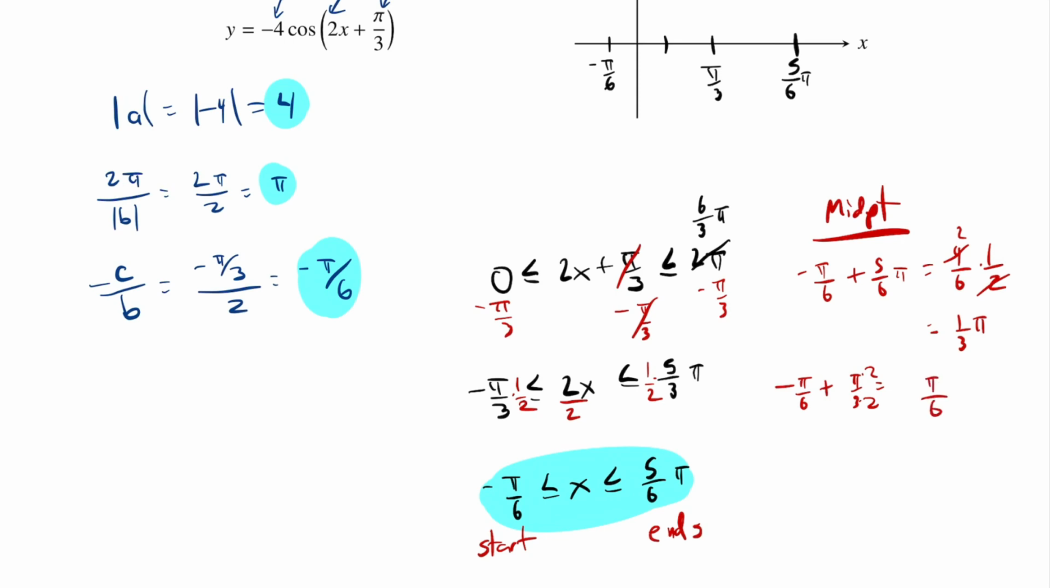And then the last one is the midpoint between pi over 3 and 5/6 pi. So let's do that. Pi over 3 plus 5/6 pi, that's 2/6 plus 5/6, which is 7/6 pi, times a half is 7/12 pi.